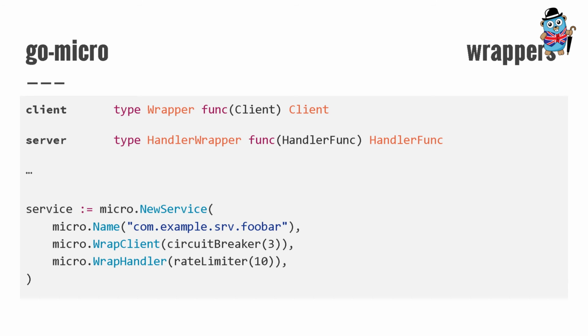And what that definition looks like: a wrapper is a function that takes a client, returns a client. Handler wrapper is a function that takes a handler func, returns a handler func. And then when you create your new service, you can essentially pass these things in and initialize that at that point.